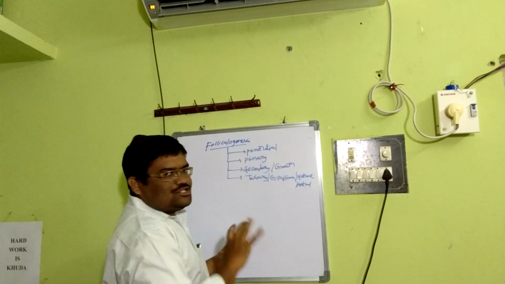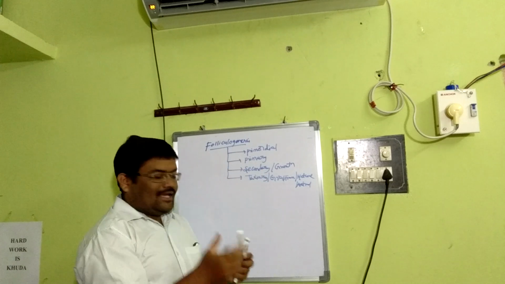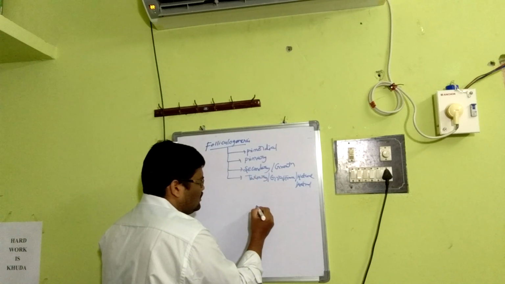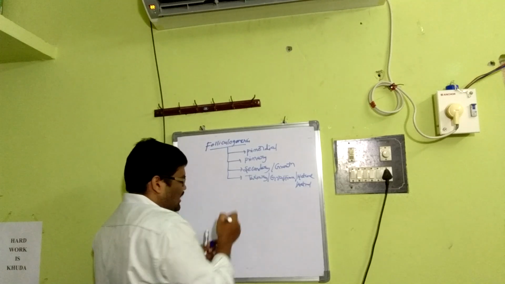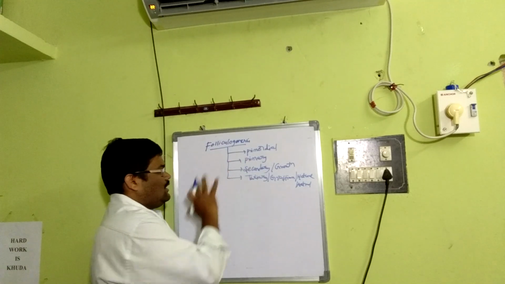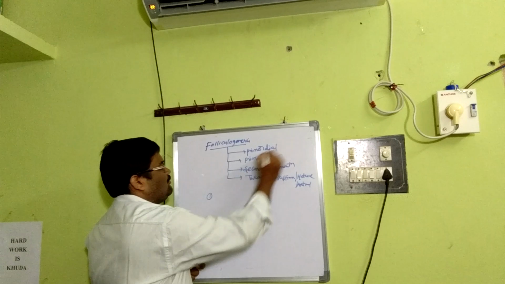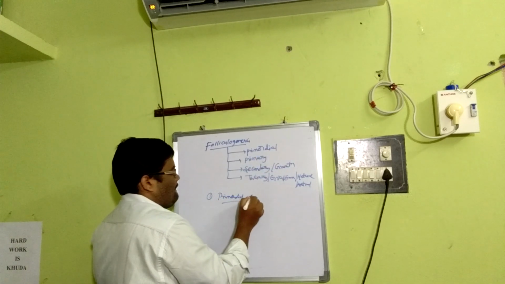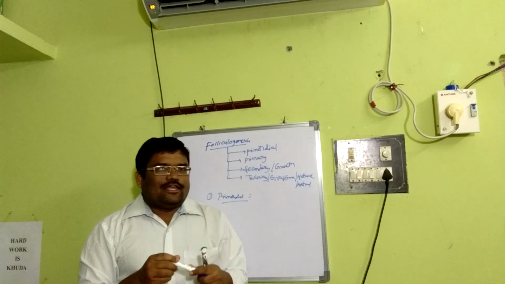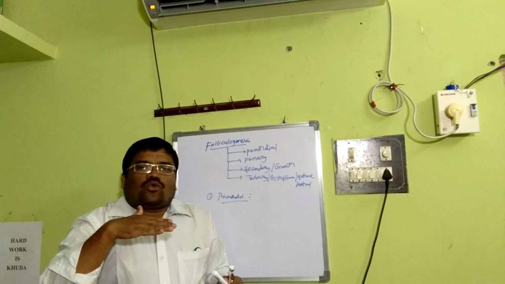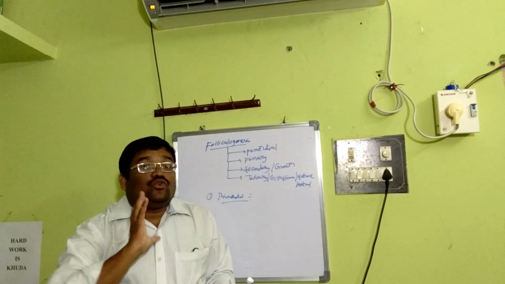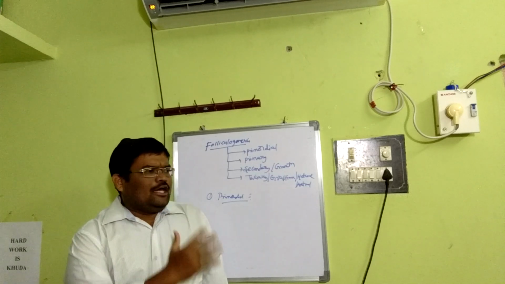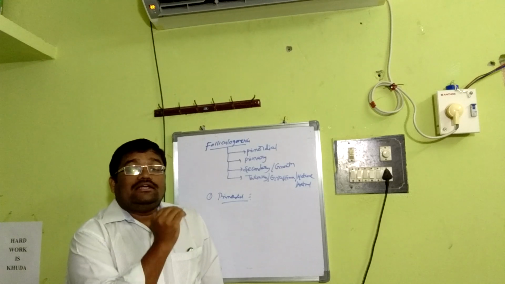Just a basic representation. We'll draw the particular diagram individually. First, the primordial follicle. A primordial follicle consists of flat squamous granulosa cells surrounding the oocyte. Flat squamous granulosa cells, we have discussed already. They remain dormant until 50 years.